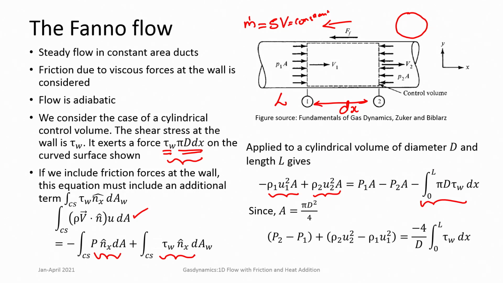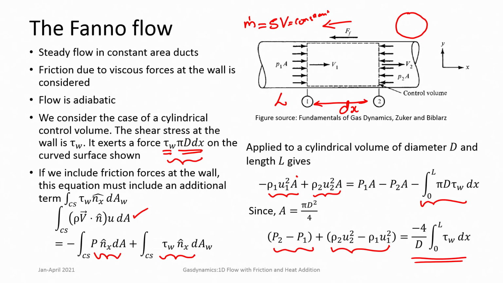So, this is the additional factor that comes into the equation. Since we are taking a constant area duct, d is constant. So, pi d can be taken out, A is also constant. Dividing by the area, you get P 2 minus P 1 plus rho 2 u 2 square minus rho 1 u 1 square is equal to minus 4 by d times the integral of the shear stress. So, the major change happens in the momentum equation.